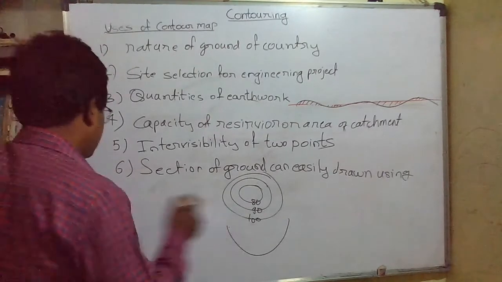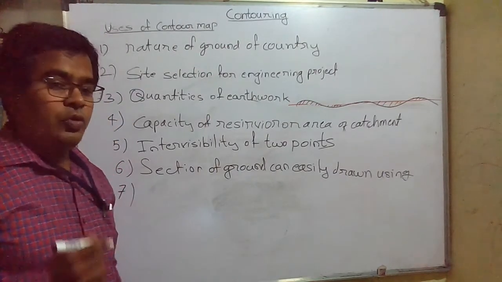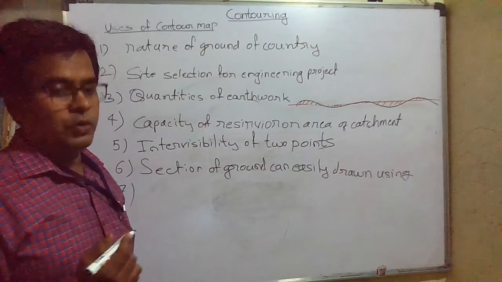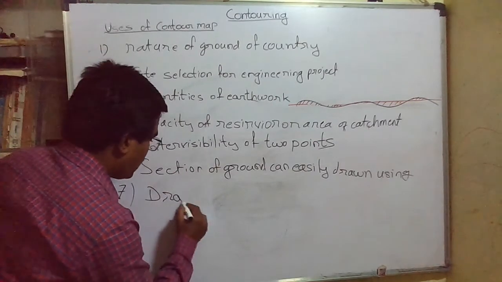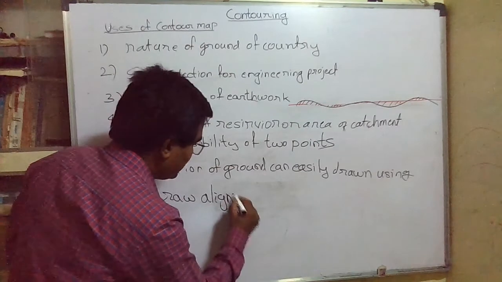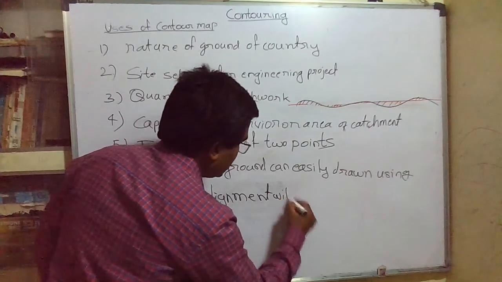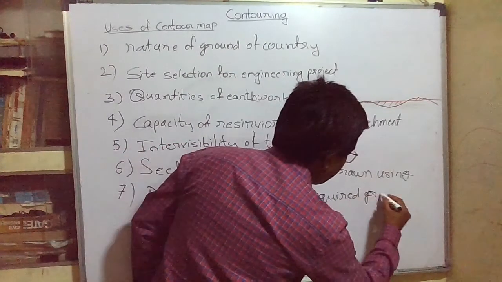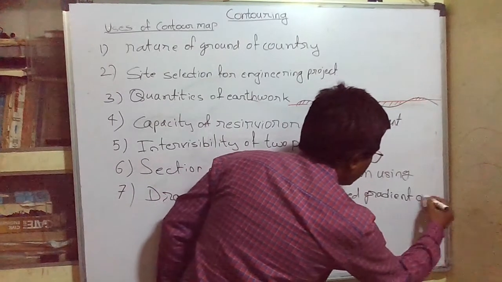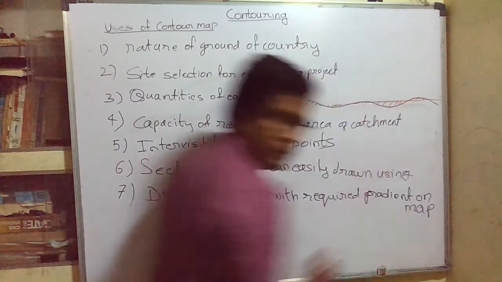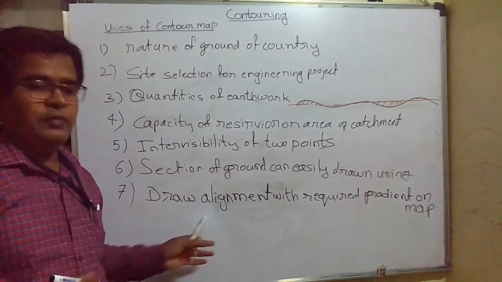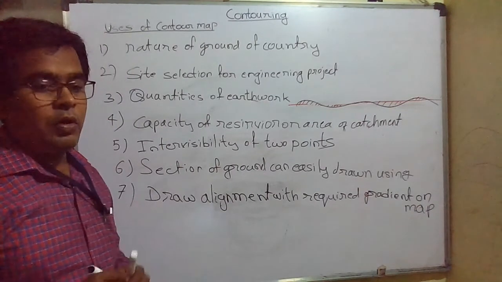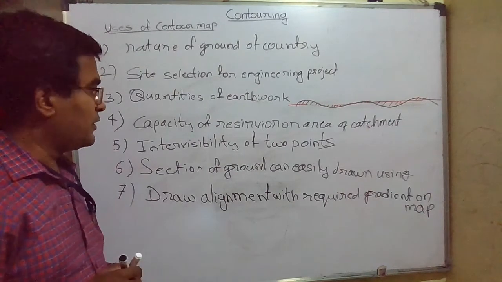And the last point is that we can draw a suitable alignment of any required gradient on a contour map. We can draw an alignment with the required gradient on the contour map. What is this? That's alignment. We know there may be an alignment for a canal, for a road, or for a railway. We can easily draw it on the map. How? What is gradient? Gradient is nothing but the slope.